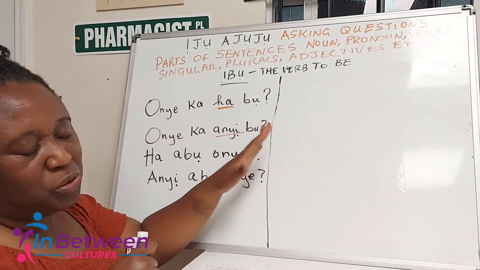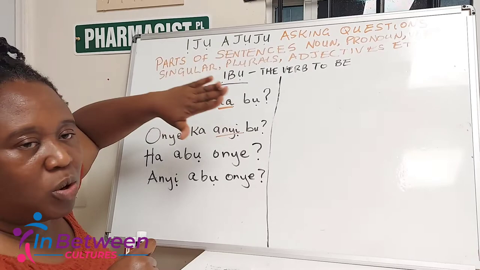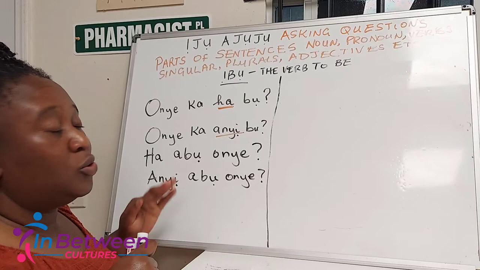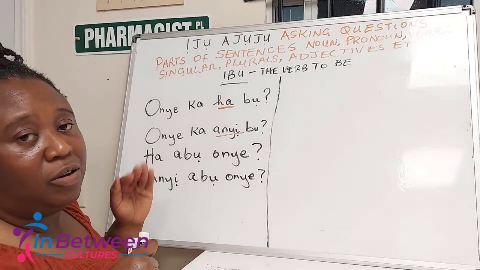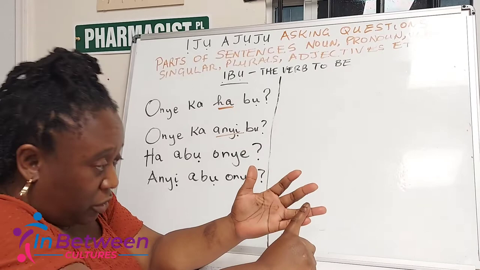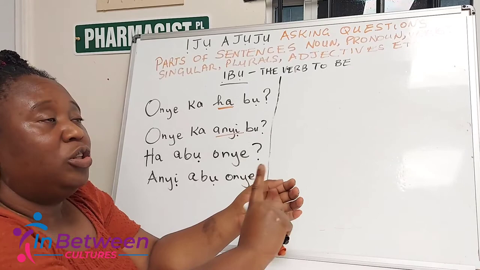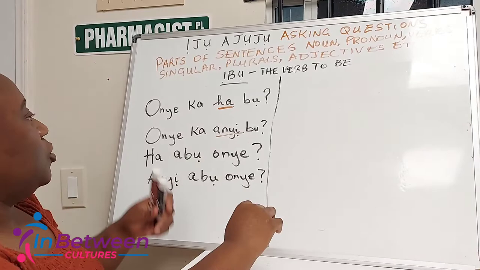So what I'm going to do here, I'm not going to repeat everything we did before. I'm just going to give you one example for these two at the same time so that you can look at them and make the other sentences, using a person's name, where they are from, their relationships, their occupation, their position or rank, okay? So let's start. Onye ka ha bụ?